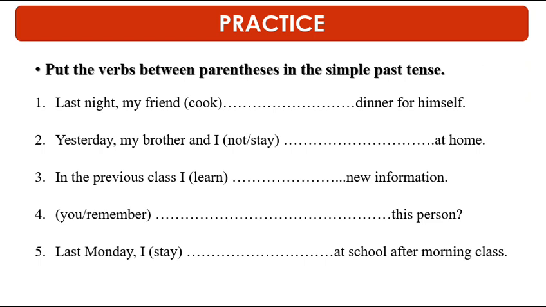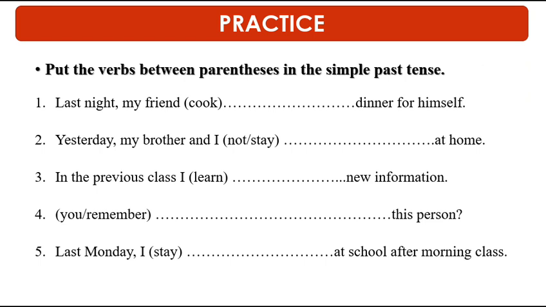Number 4, you remember. We have a pronoun and a verb, blank, this person, question mark. So it is interrogative form. In this case, we are going to apply the rule of interrogative form of simple past. The last one, we have last Monday, I stay, the verb stay, at school after morning class. We have stay between parentheses and it is a verb that ends in y. Be careful to the rule also.